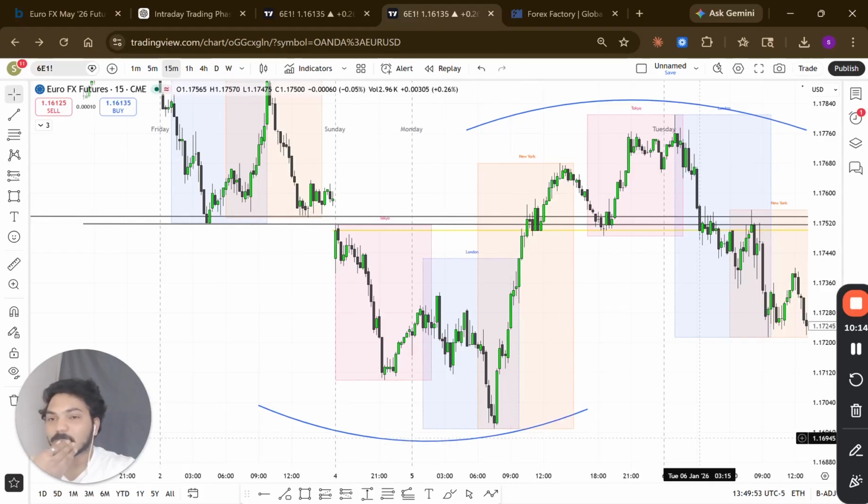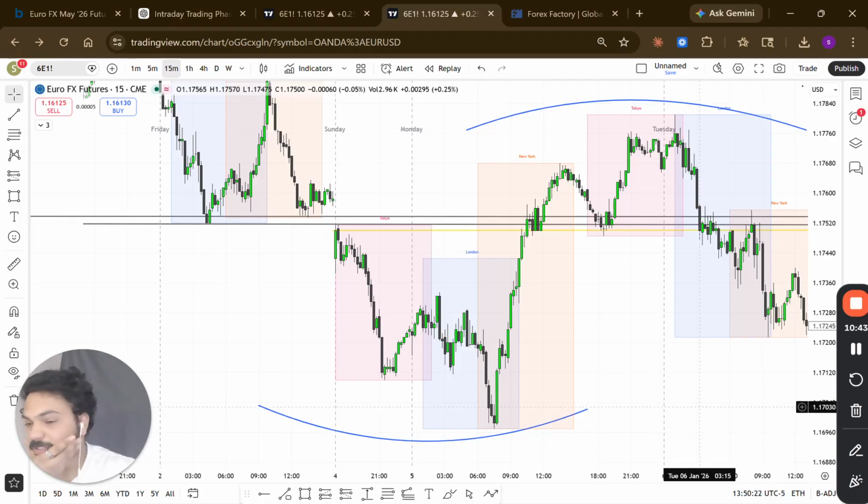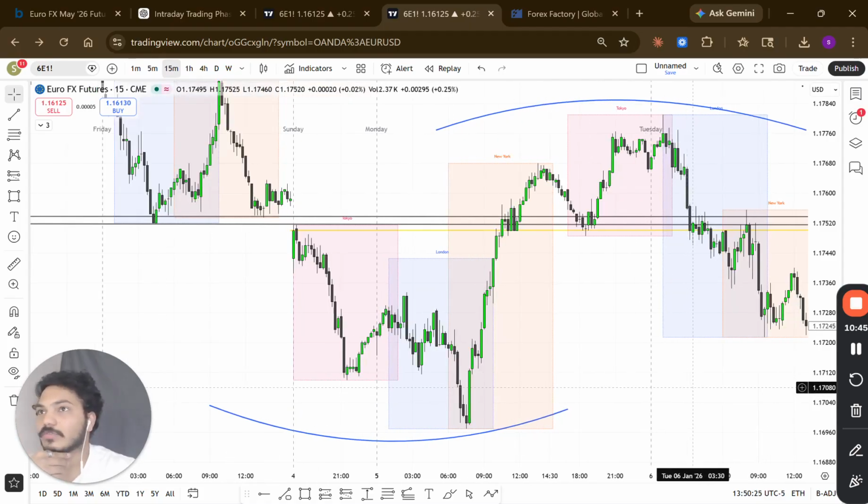Basically, just remember on daily we are not looking for entries. You're just looking for the draw on liquidity, which we call DOL. We just try to remember the market structure, the nearest previous days' highs and lows, etc. And basically it sets the weekly narrative. Right now we're on 15 minutes here.